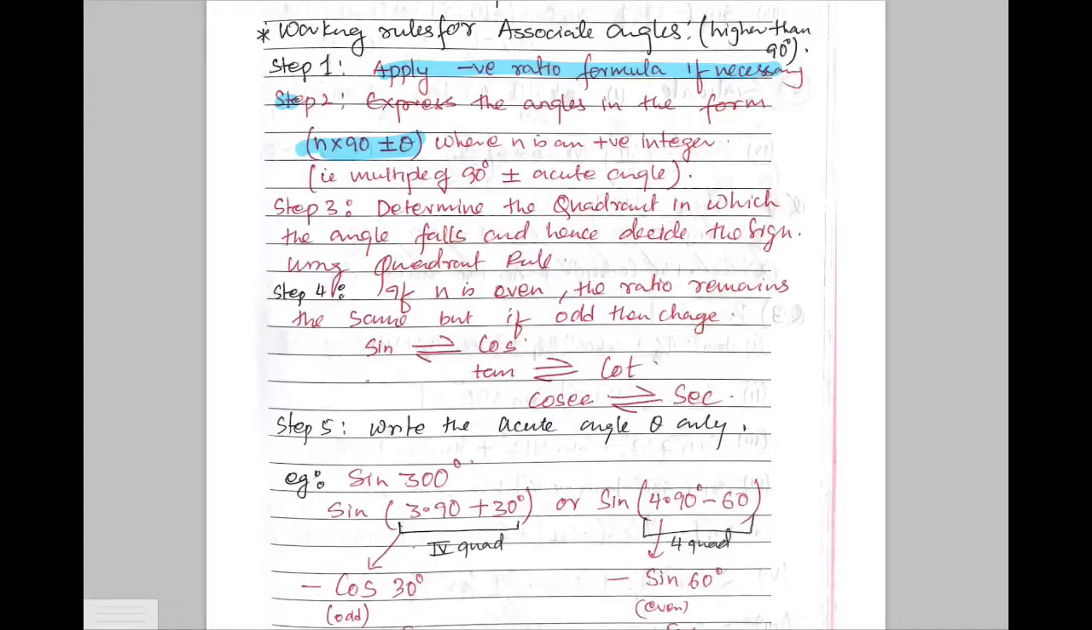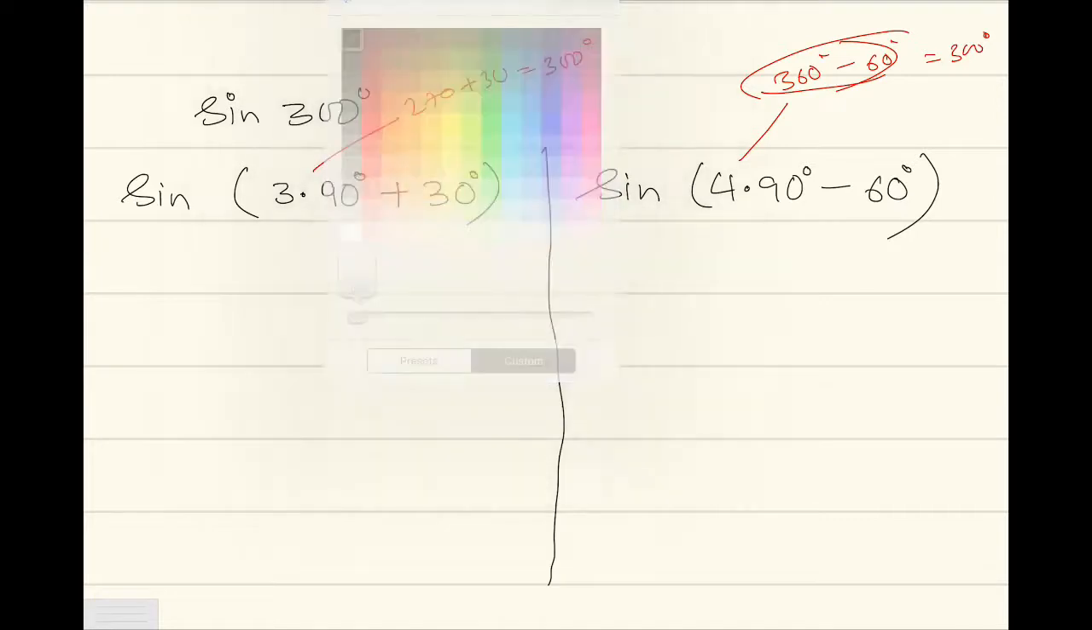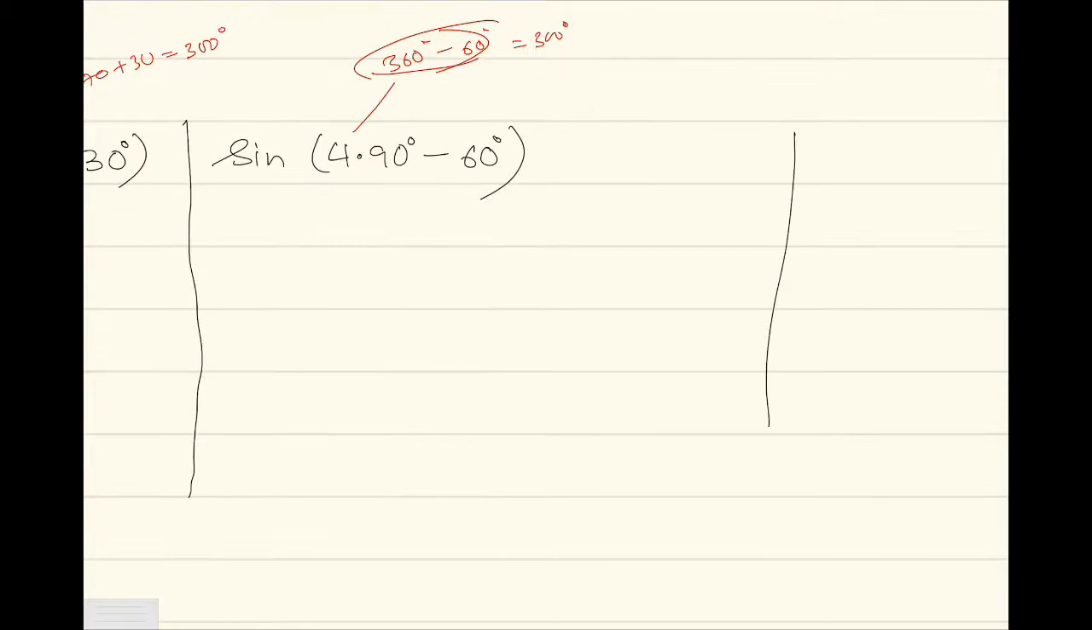Next, it says step 3 now. Determine the quadrant in which the angle falls and hence decide the sign using the quadrant rule. So this is the most important step actually. This is what I have to explain here. I told you that I will explain this along with the sum. Now if you remember the quadrant rule, let me change the color. I'll make a big enough quadrant here.